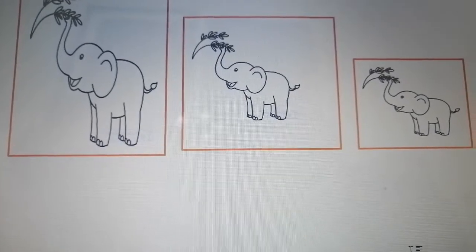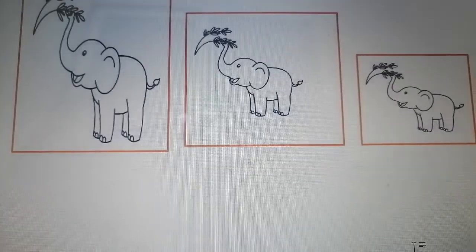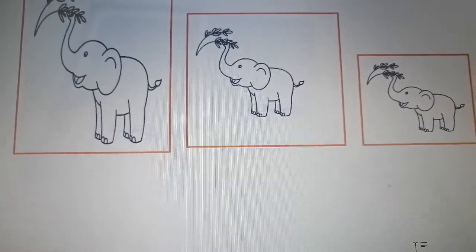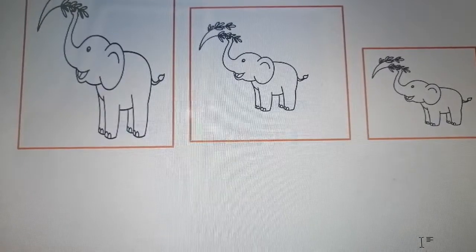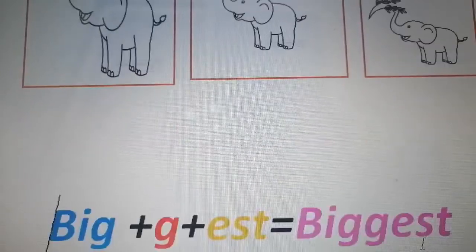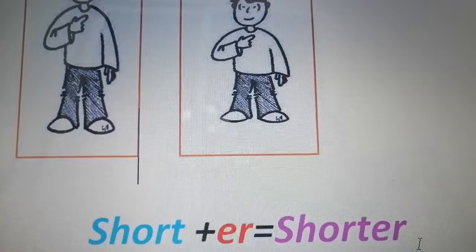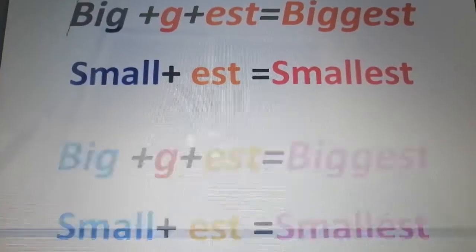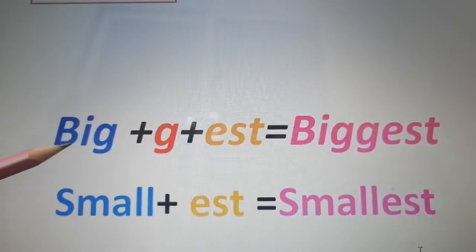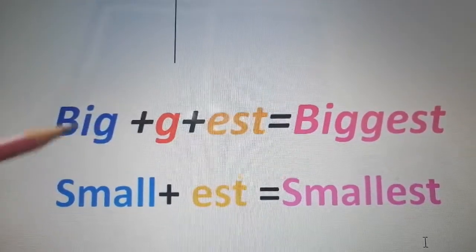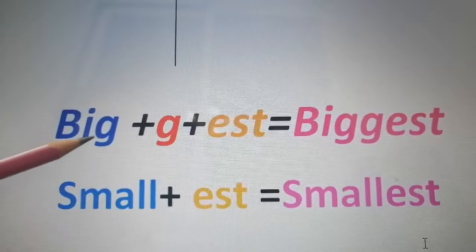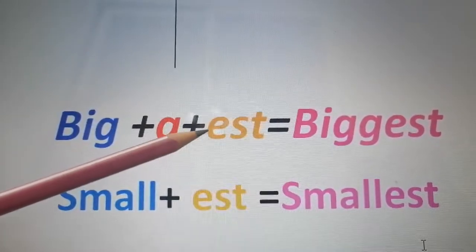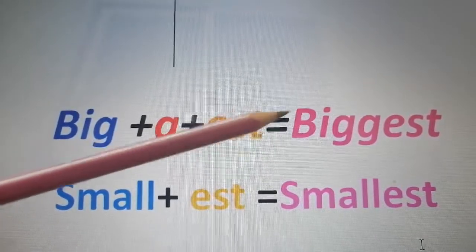Okay? So here, again, if we have more than 2, we will use or add to the adjective est. Look here. This is the adjective big. So we double G, the last letter, because we have here the vowel I. Then we add est. Then we read it as biggest.